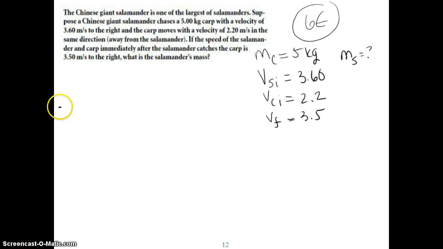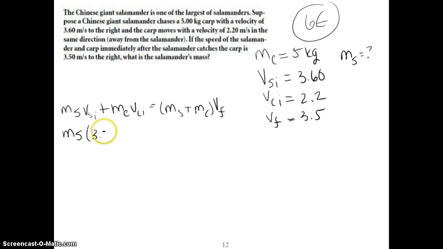So let's look at my equation. My initial momentum has to equal my final momentum. Now, why am I adding these together? Because they're now one unit, and they have one final velocity as a unit. So now I can just plug in all of my values. My salamander mass is what I'm looking for, times a velocity of 3.6, plus my carp, times a velocity of 2.2, equals them combined times my final velocity. Now we're going to go ahead and do a little bit of distribution.